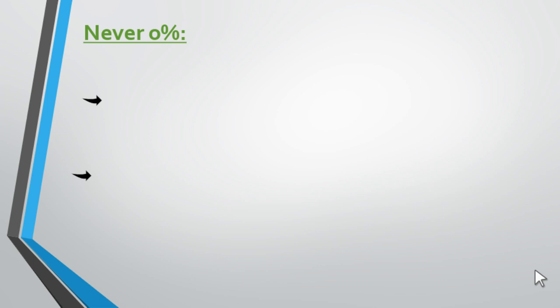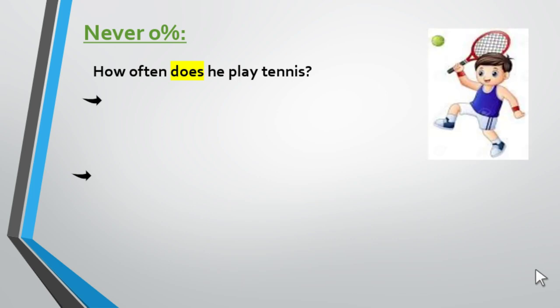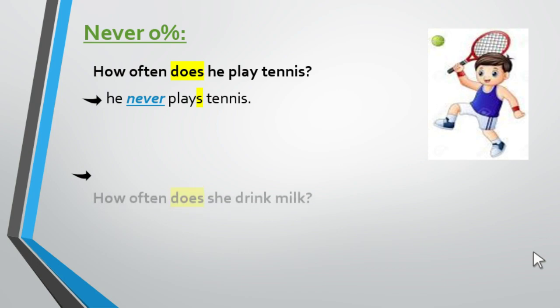I wonder what the question is. Okay. How often does he play tennis? You see, that's your picture here. So what is the subject? What is the verb? Very good. So the subject here is he, the verb is play, and the answer is he never plays. Don't forget to conjugate the verb. Plays tennis. Very, very good. Well done. Let's go to the other question.